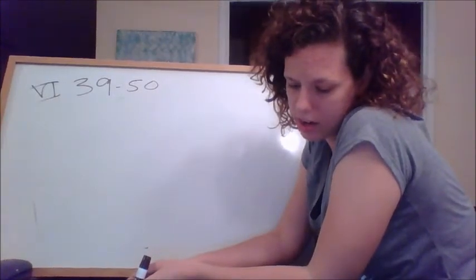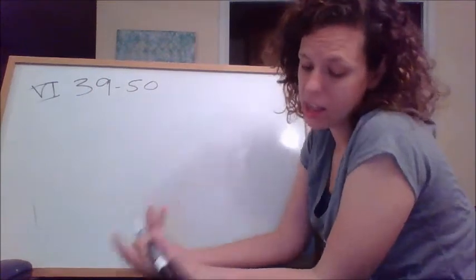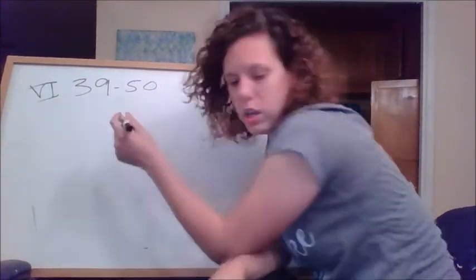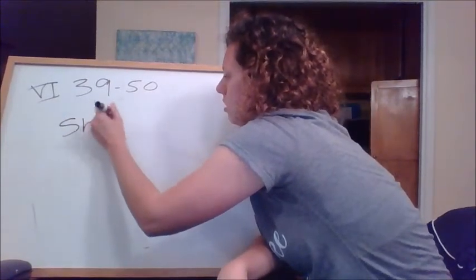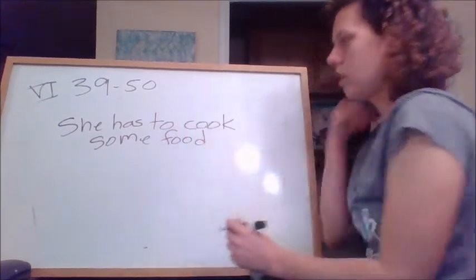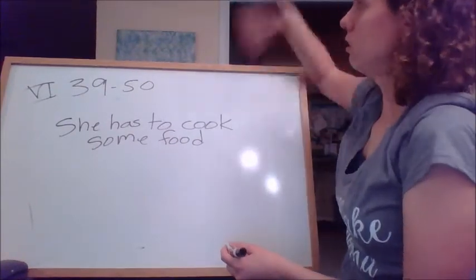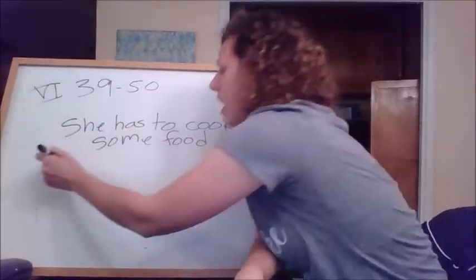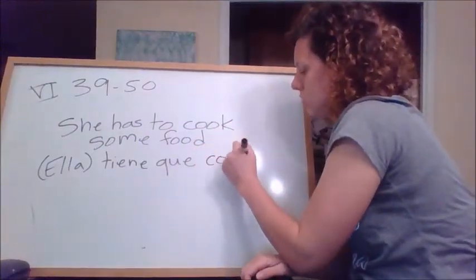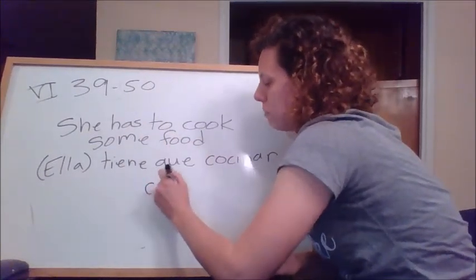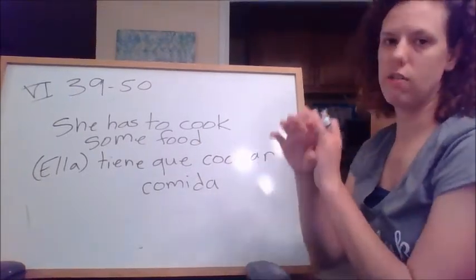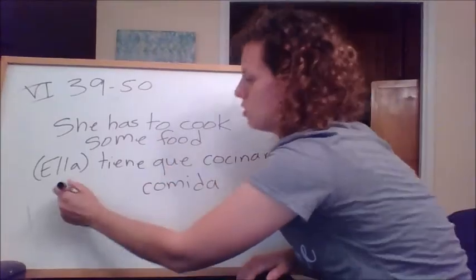If you had something like, she has to cook some food. Remember that this is obligation, has to. So we're going to use tener que. Ella is optional, so ella tiene que. To cook is cocinar. Some food. The word for food is comida. Some. This is an indefinite word because it's not saying she has to cook 10 tacos. It's just kind of an indefinite, in general number. Some food, so we use alguno.